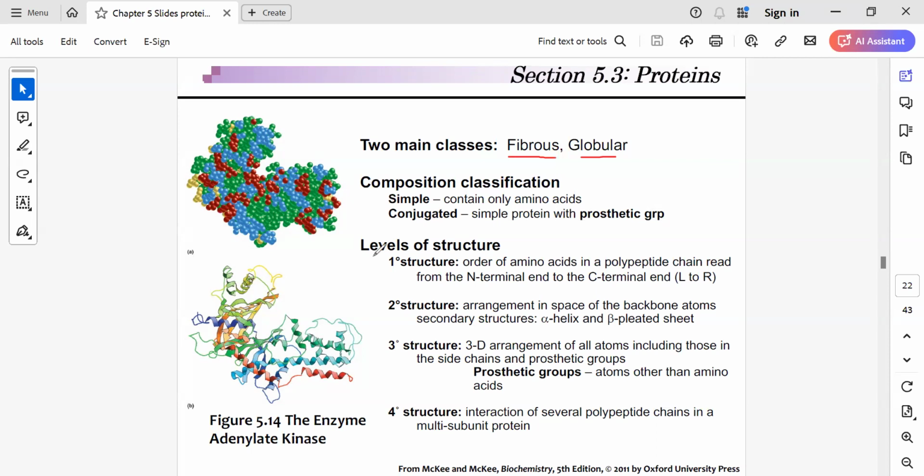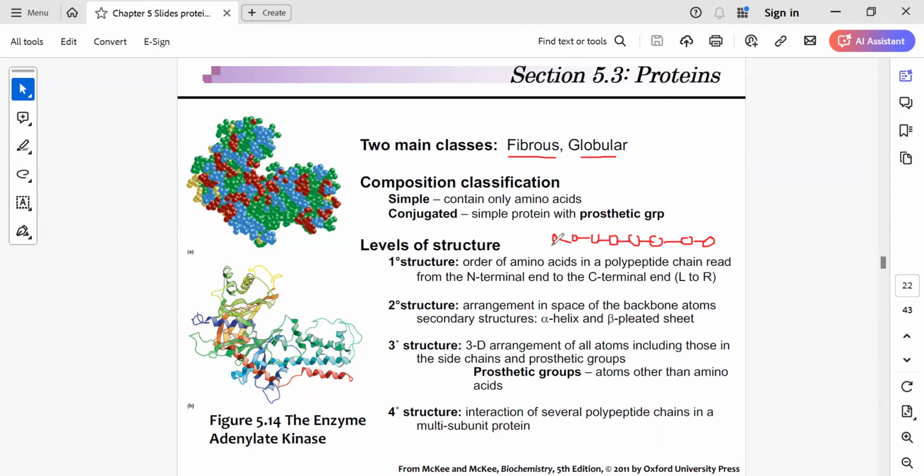The levels of structure of proteins start from primary structure, secondary structure, and then tertiary structure, as well as quaternary structure. The order of amino acids in a polypeptide chain reads from the N-terminal end to the C-terminal end. That is the primary structure. Remember, amino acids are usually linked together using a peptide bond from our previous explanation. So one amino acid is linked with another amino acid through a peptide bond.